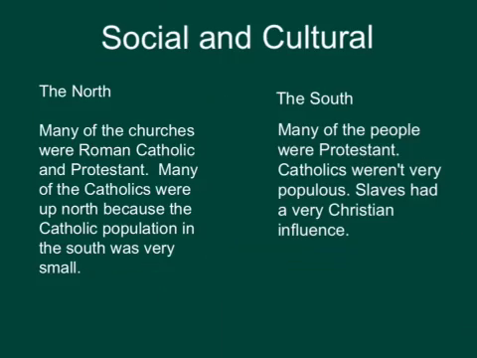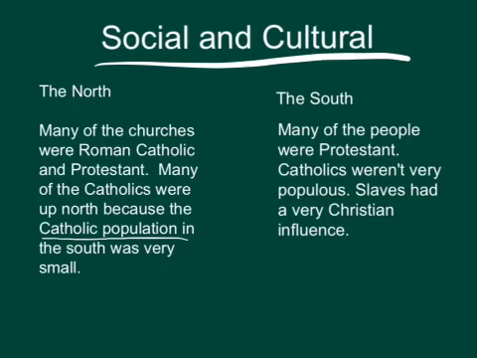Social and cultural differences. In the North, many of the churches are Roman Catholic and Protestant. Many of the Catholics were up north because the Catholic population in the South was very small. In the South, many of the people were Protestant. Catholics weren't very populous. Slaves had a very Christian influence.